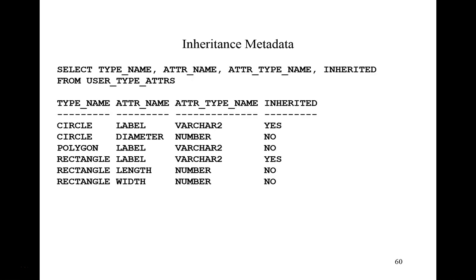As we look at user type attributes, we see the attributes that are present in circle, the label and the diameter, and note that label is designated as being inherited from polygon, its supertype. Similarly, label is inherited for rectangle, and length and width would be the local attributes.